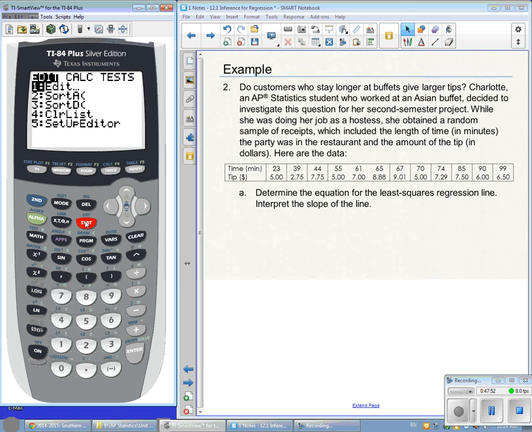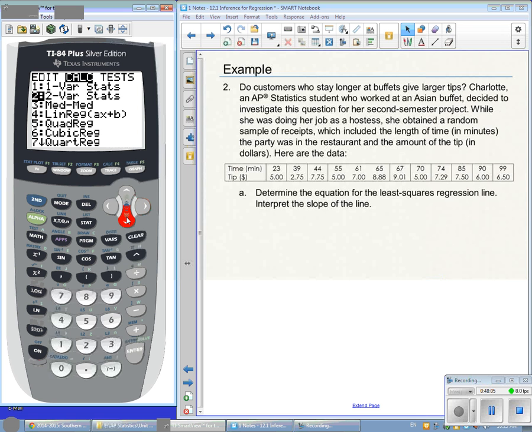So if we go to stat, calc, it's just data from another problem. Whoops. You did. My train of thought is now ruined.